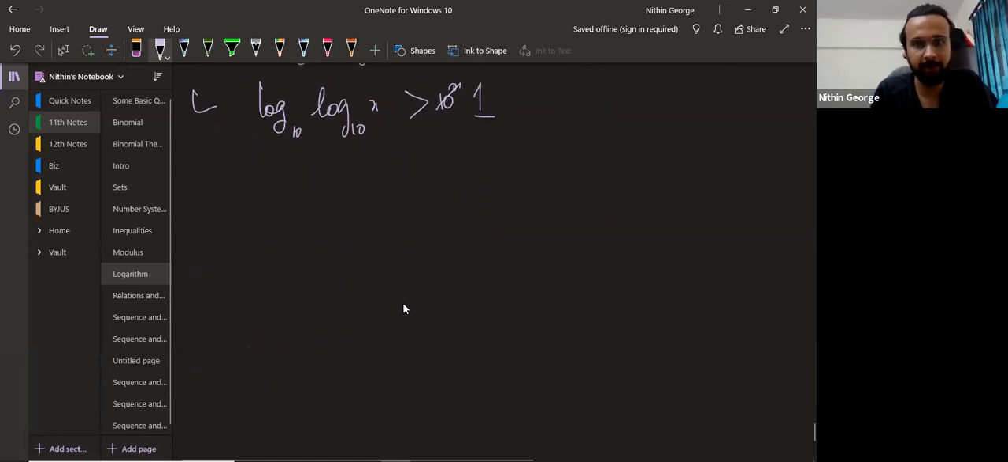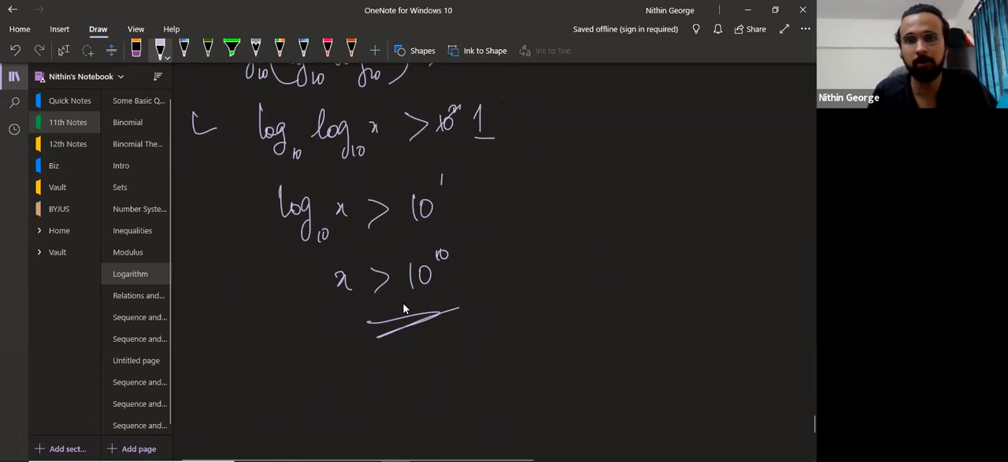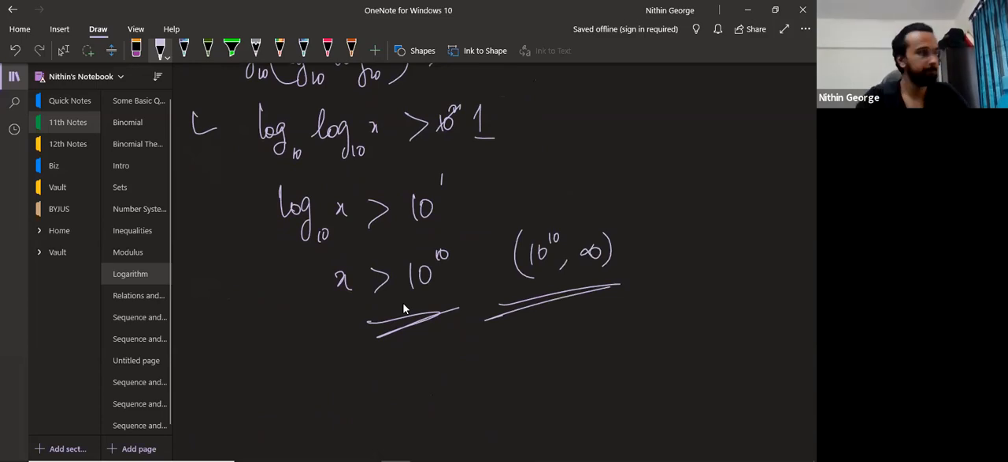And then from here, continuing, log to the base 10 of x is greater than what? 10 power 1. Now what can I say about x? It's greater than 10 power 10. This has to be common with x greater than 0. What is there? 10 power 10 to infinity. That's the answer. All right.